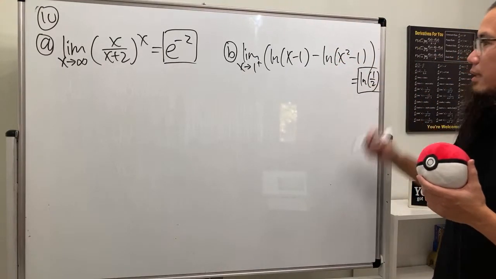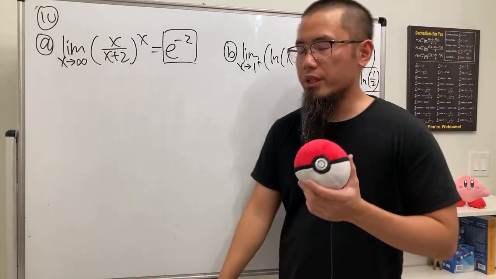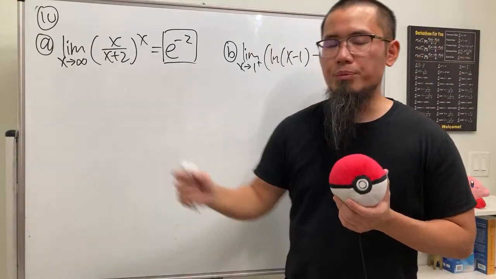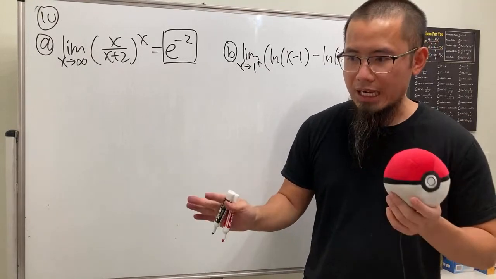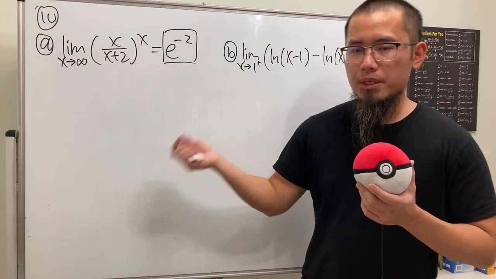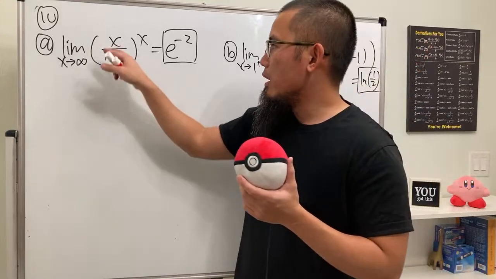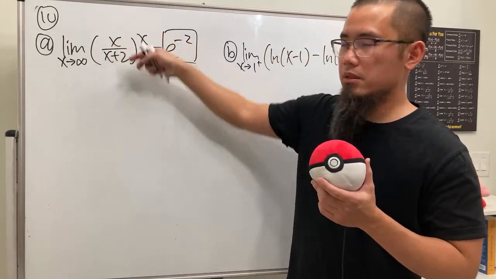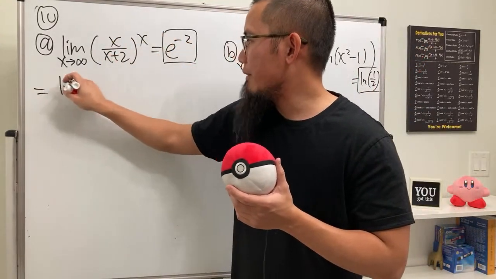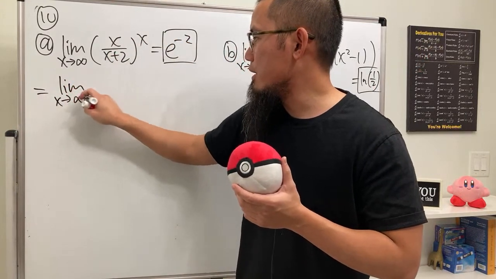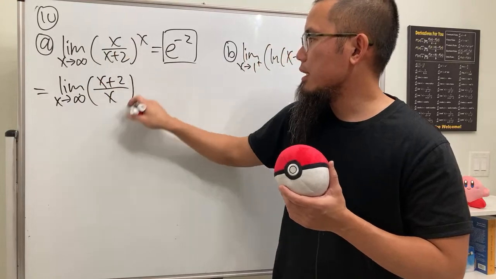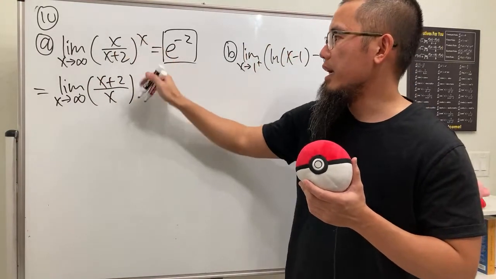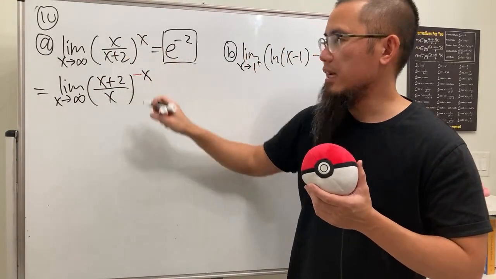So that's that. Let me go over this real quick. You do not need to do L'Hopital's rule because if you have seen my video on the secret weapon, which my students should have, you can just use the secret weapon. And to do so, I'm going to flip this. So first, we will have the limit as x approaching infinity. Look at this as x plus 2 over x, but you have to make sure you negate the exponent, so you have negative x.